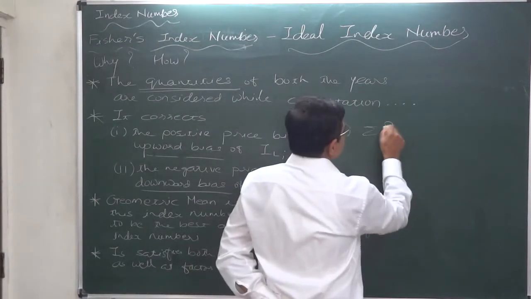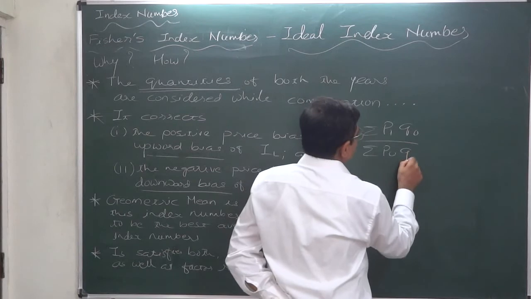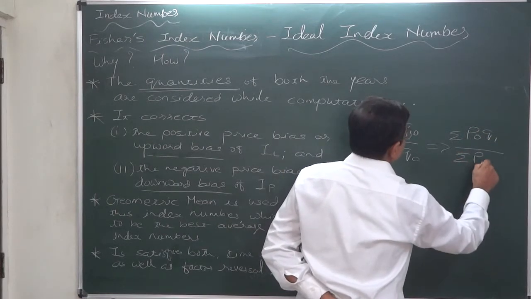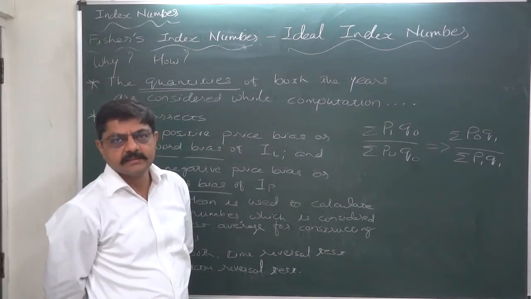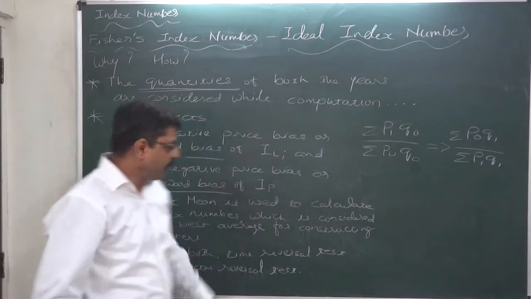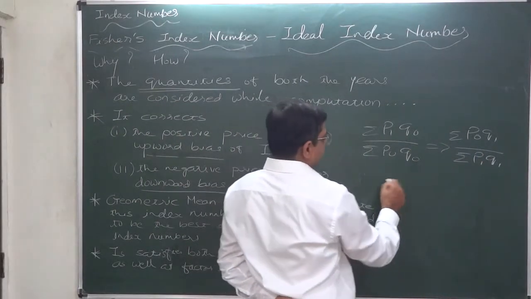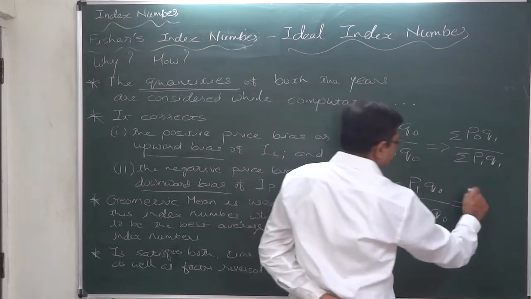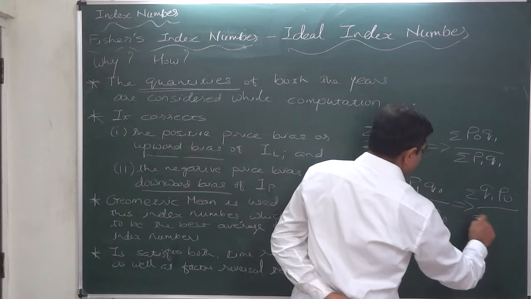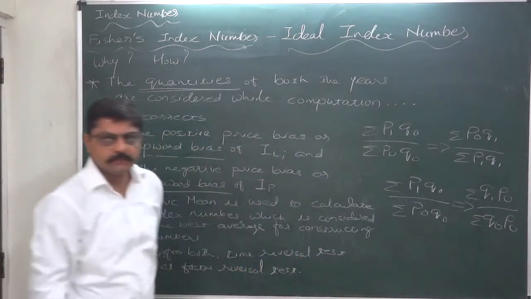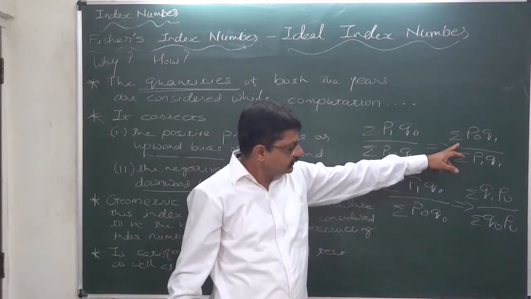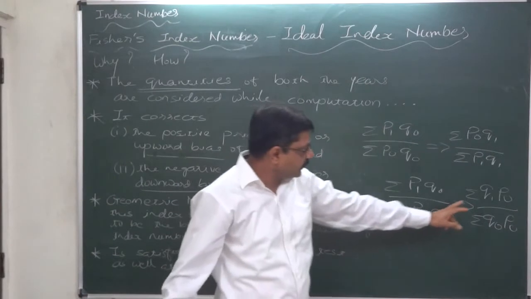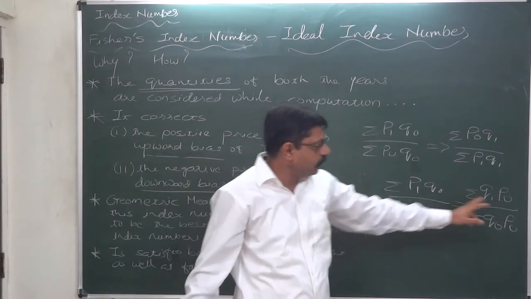See, if this is something like this, now this will be something like this. This is called time reversal. And factor reversal: factor means to interchange quantity and price. Say sigma P1 Q0 over sigma P0 Q0, then the factor reversal will be sigma Q1 P0 over sigma Q0 P0. On the place of current year we take base year, and on the place of base year we take current year. This is called time reversal. In the place of price we take quantity, in the place of quantity we take price. This is called factor reversal.